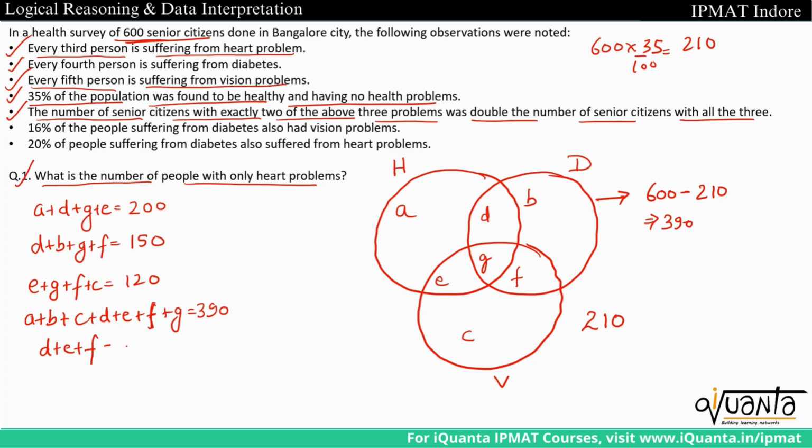So this is equal to 2 times the number of people who have exactly 3. That means 2G, because G is the region that is representing all 3 problems.